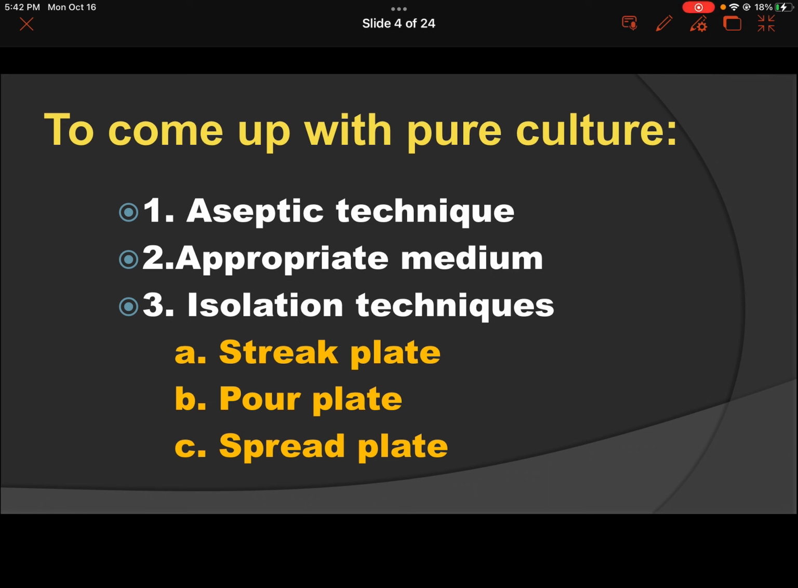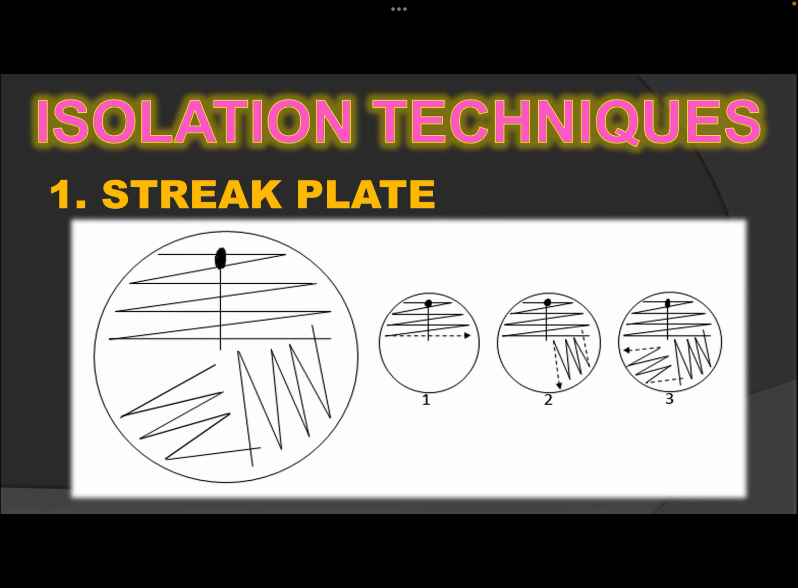So number one, this is very common and most laboratories are still doing this right now. So we have streak plate, we also have pour plate, and we have spread plate. Normally, the two of these are done in research or sometimes in food industries or in some institutions where water and food are being analyzed. So pour plate and spread plate. The first isolation technique again is the streak plate.